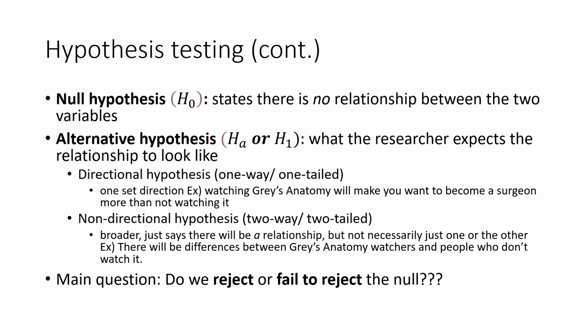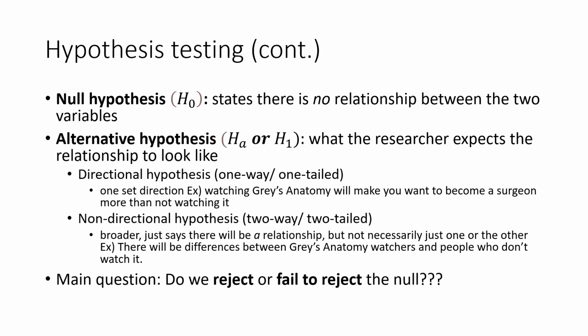So we can have two kinds of alternative hypotheses here. We can have our directional hypothesis, or our one-way/one-tailed. So this is when we have one set direction. When we're proposing it's going to increase, that they will both increase together, they will both decrease together, or whatever else we're thinking. So an example of this, I use a lot of Grey's Anatomy in this one. I don't know why, but anyway. Okay, so example is: watching Grey's Anatomy will make you want to become a surgeon more than not watching it.